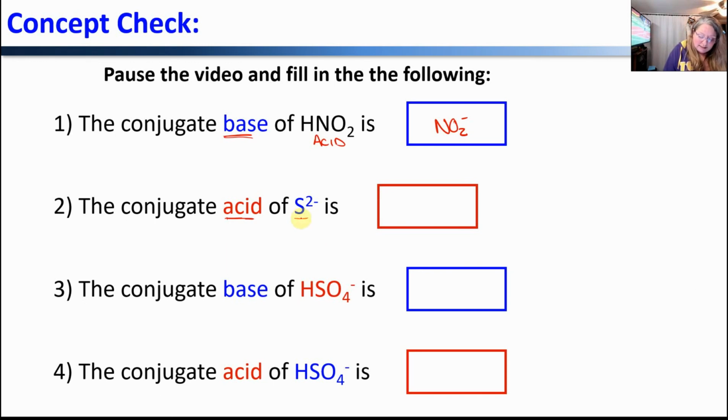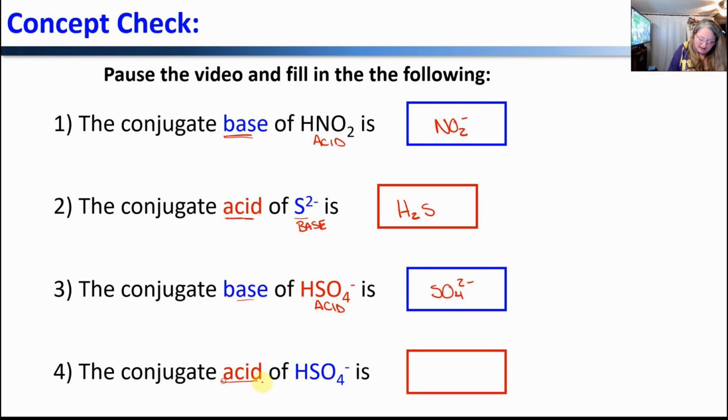I want the conjugate acid of S2 minus. So S2 minus is acting as a base. It's accepting a hydrogen, and let's just go ahead and say it goes to completion. So I'm accepting, so this is my base, and it's going to become a conjugate acid. So I'll have H2S. Cool. Conjugate base of HSO4 minus, so that means I have it acting as an acid. If it's acting as an acid, then the conjugate base, it's giving up a proton, so SO4 2 minus.